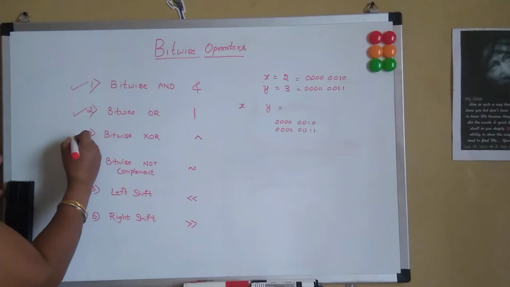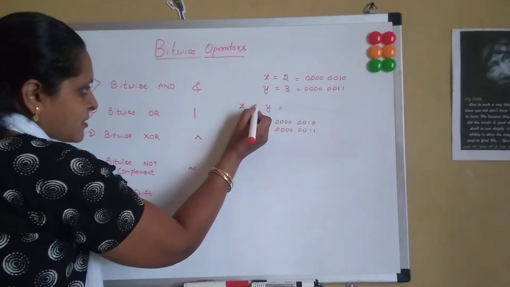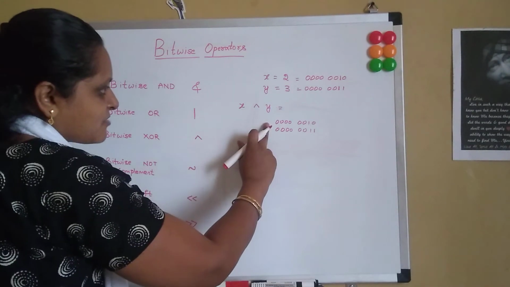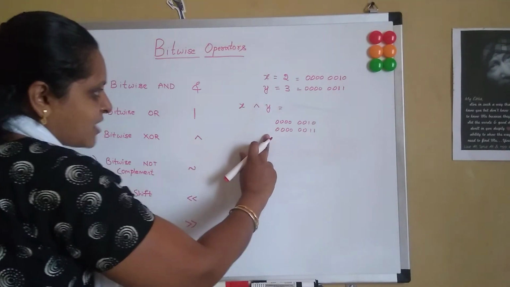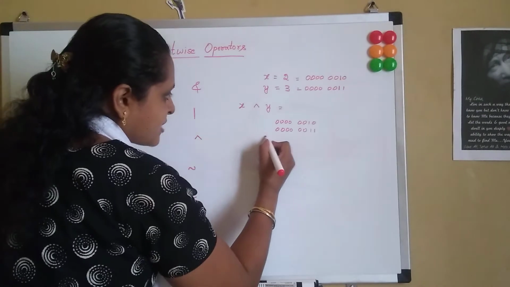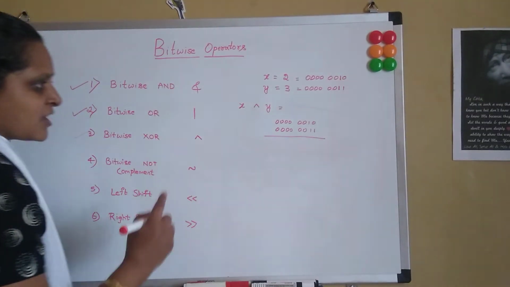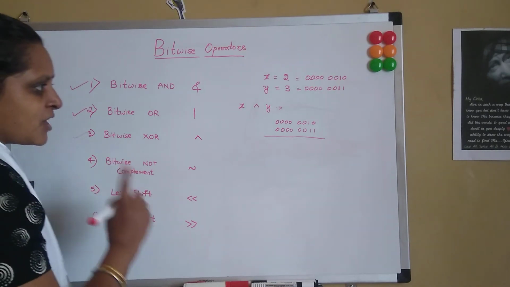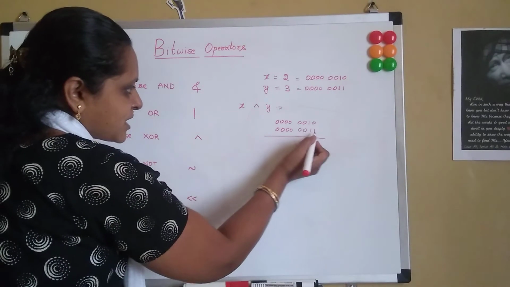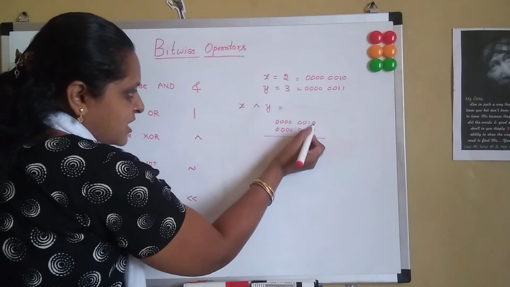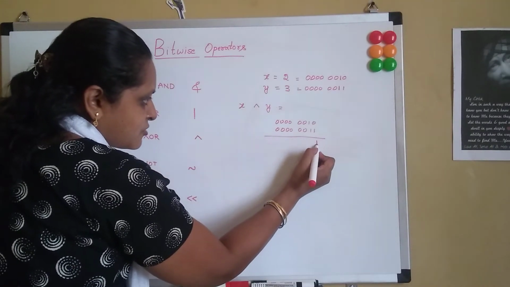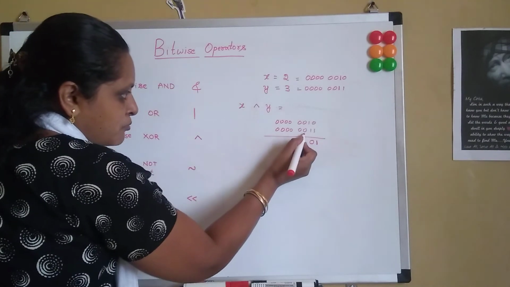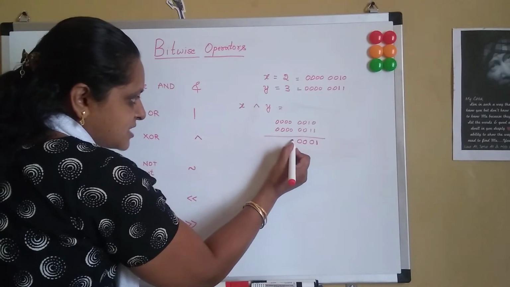Next is the XOR function. If I give x XOR y, x has the value 2, y has the value 3. Now for XOR, if both are 1 or both are 0, the value is 0. If any one bit is 1, then the value becomes 1. So here one bit is 1, so the value is 1. Here both are 1, so the value is 0. Both are 0, the value is 0.